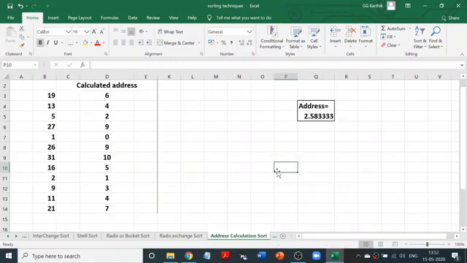The next sorting technique, the last one, is called address calculation sort. Okay, this is again a sorting technique. Just see, this is a given list. What the sorting technique says is, first you have to calculate the address.